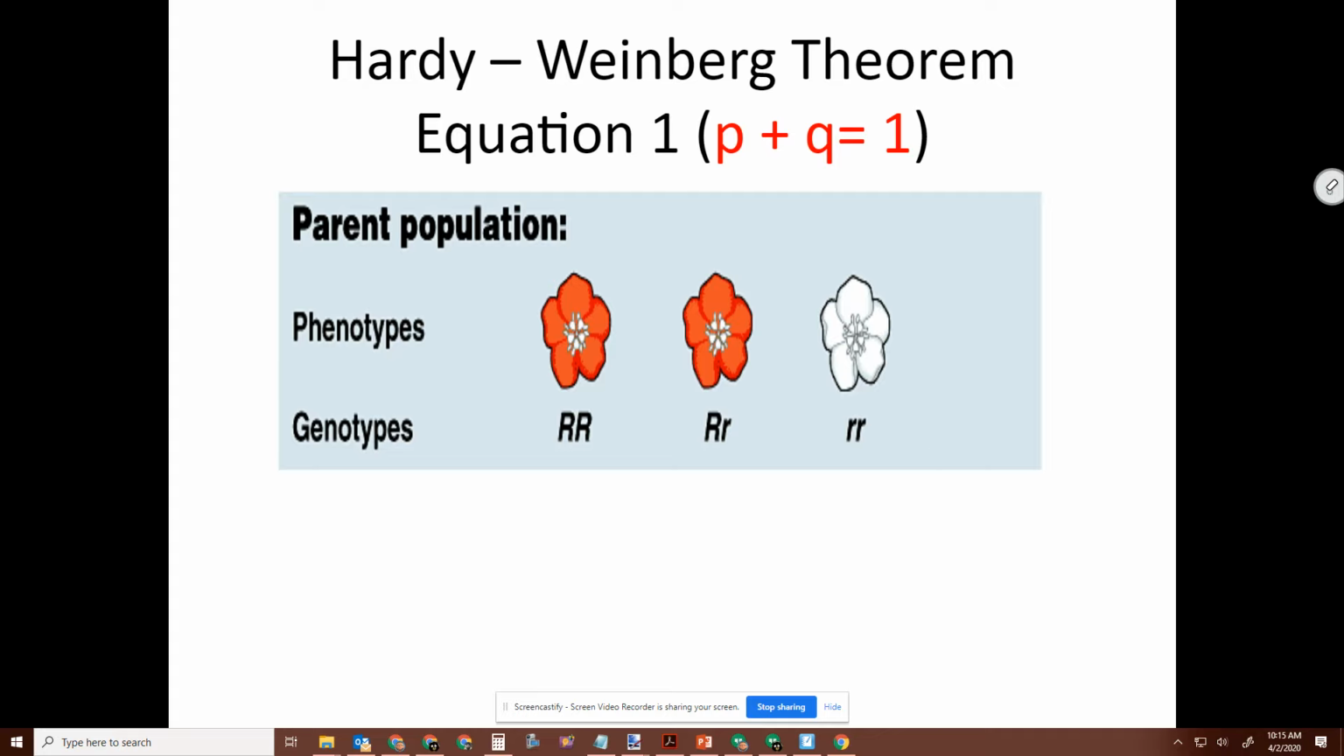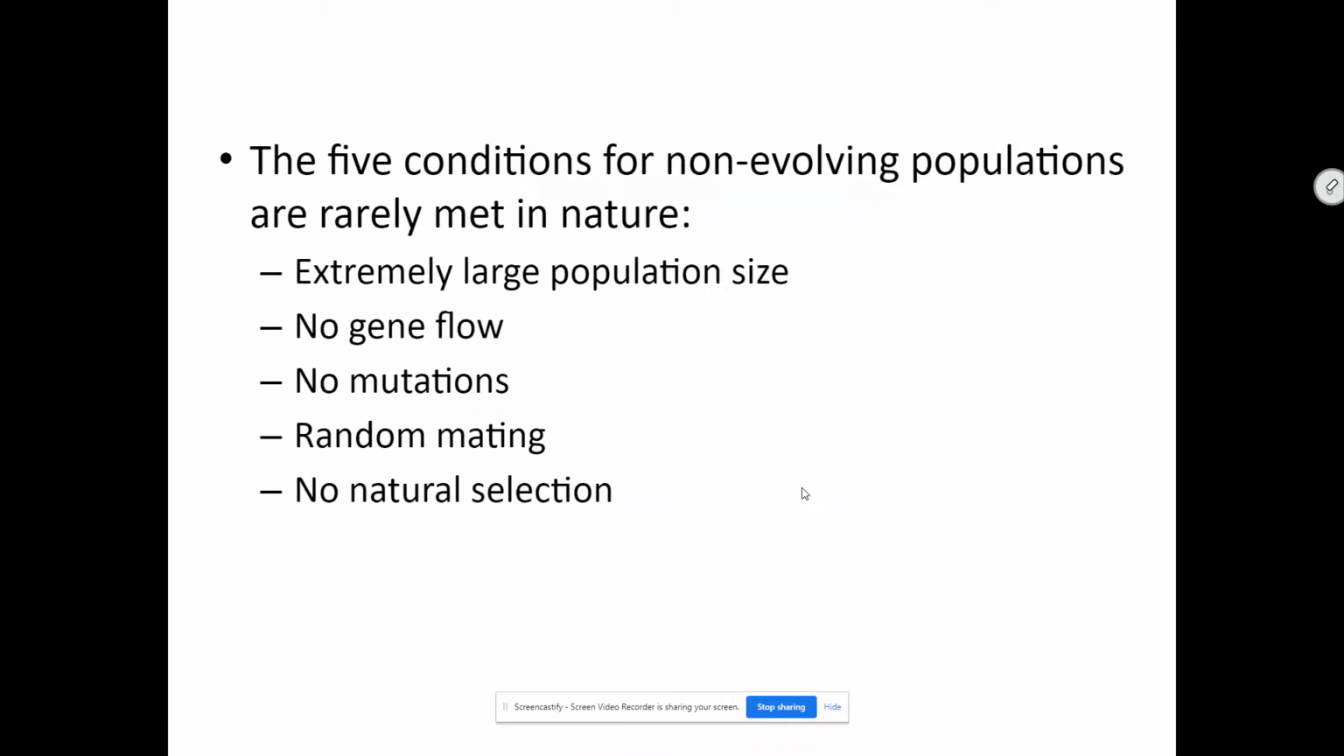What if you have 10,000 flowers and 2 little r's come in? You're going to see very little change in that population. So for a population to be at equilibrium, the population has to be very large.